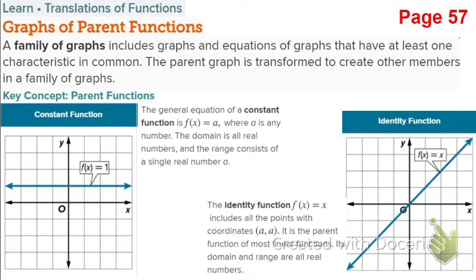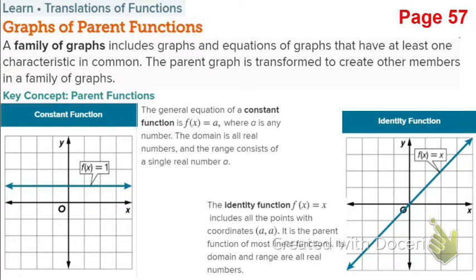Parent function for a constant. A constant function looks like a horizontal line. It's just flat like this. Our parent for a constant is y equals 1, or f of x equals 1. I can always use my function notation interchangeably here.